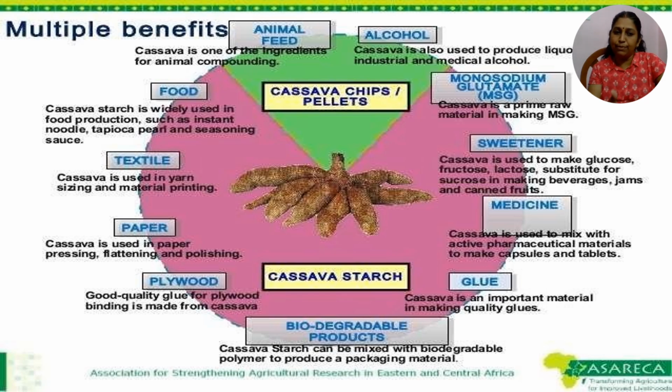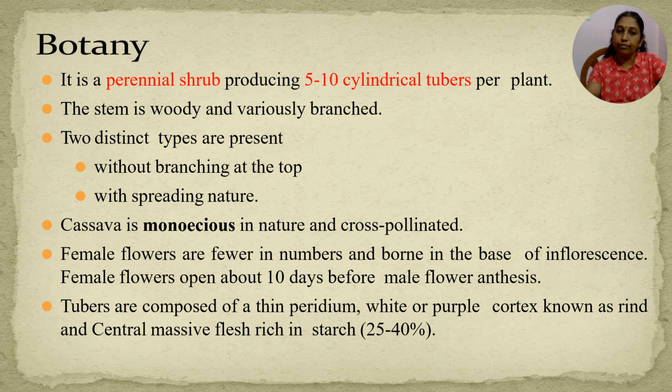And cassava is being used in the manufacturing of plywoods, then papers. It is used in the textile industry, and it is used as animal feed. The plant of cassava is used as animal feed.